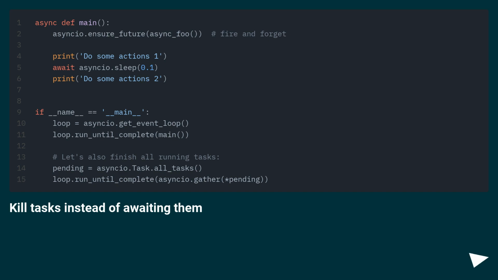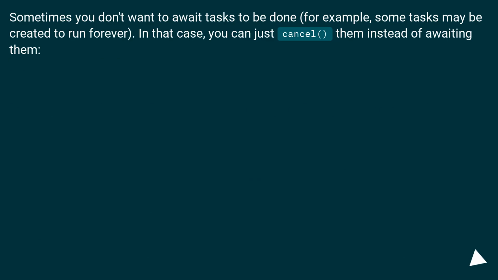Kill tasks instead of awaiting them. Sometimes you don't want to await tasks to be done. For example, some tasks may be created to run forever. In that case, you can just cancel them instead of awaiting them.